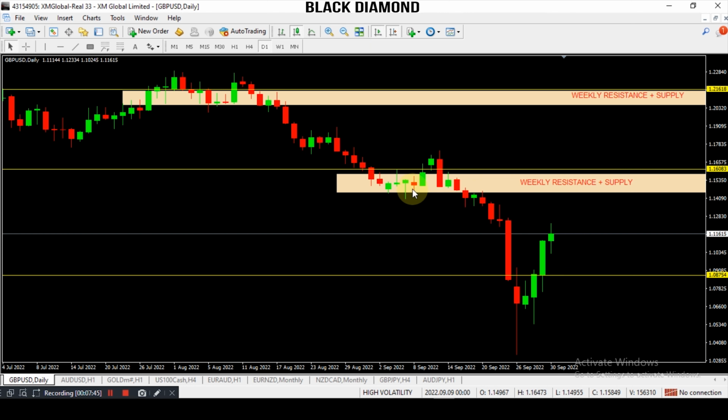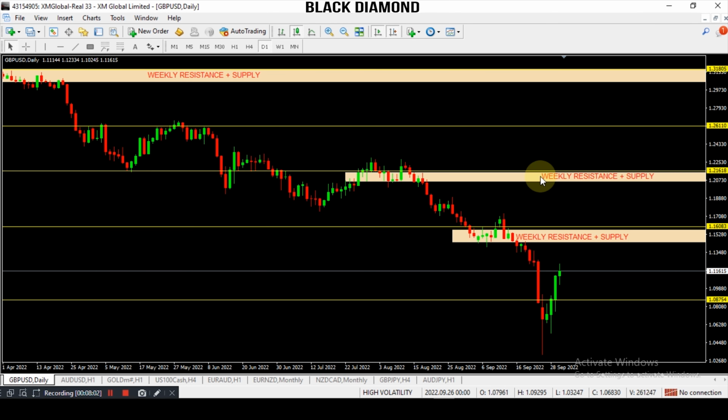Once the market comes into this weekly resistance plus supply, we expect to right away short it. And then if it doesn't respect this level and breaks out and trades above it, we can be coming to this next level here where we can enter on bigger lot sizes and short this market all the way to the downside, right.